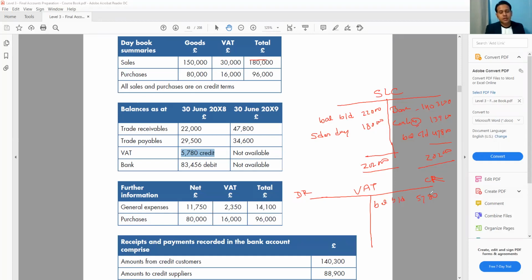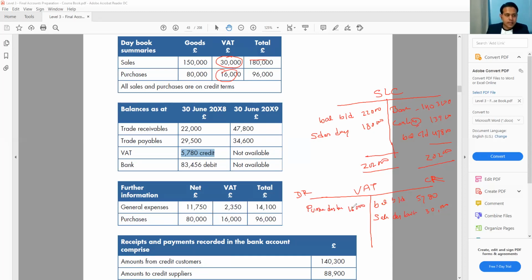Then we need to see how much VAT we have. If there is VAT that will increase the VAT liability, we record it on the credit side. If it decreases the liability, we record it on the debit side. So if we make sales, that will increase our liability. You can see the VAT on sales is 30,000. So you're going to write this one, sales day book, 30,000, because if I make a sale, I have to pay the VAT. Then the VAT on purchases. If there is VAT on purchases, we can claim this VAT back. That will reduce my liability. So I'm going to write purchase day book, 16,000.